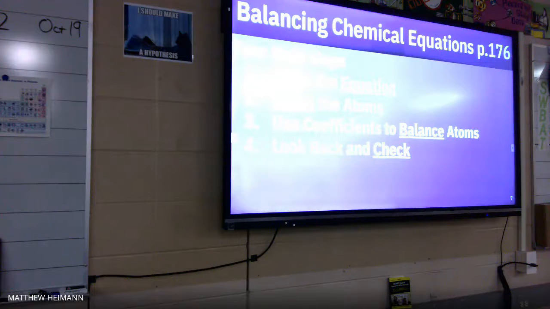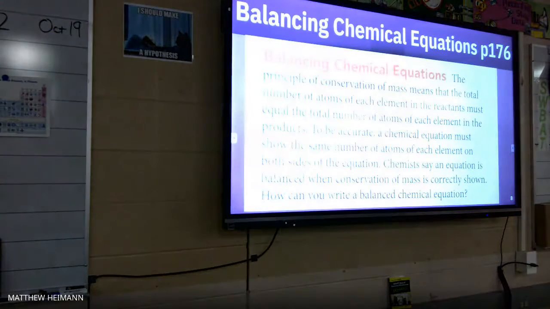Always, always, always, students in elementary, middle, high school, college, never, ever look back and check. Maybe like actually Josh. But everybody else does look back and check. And it's actually something you almost have to do every single time you put the coefficient in, is you check to see if it's balanced or not. So that's the 4 steps. All right.